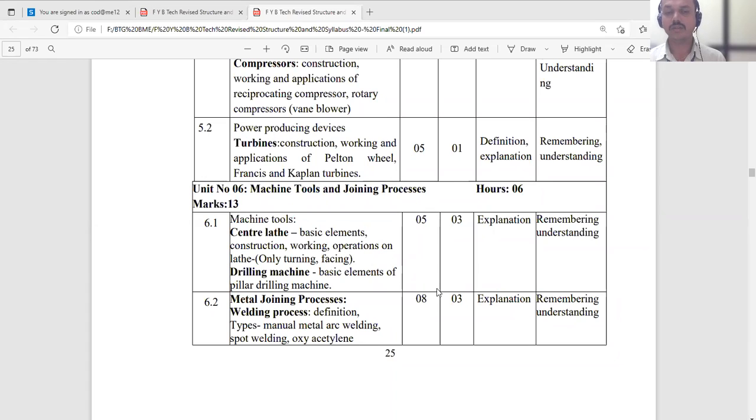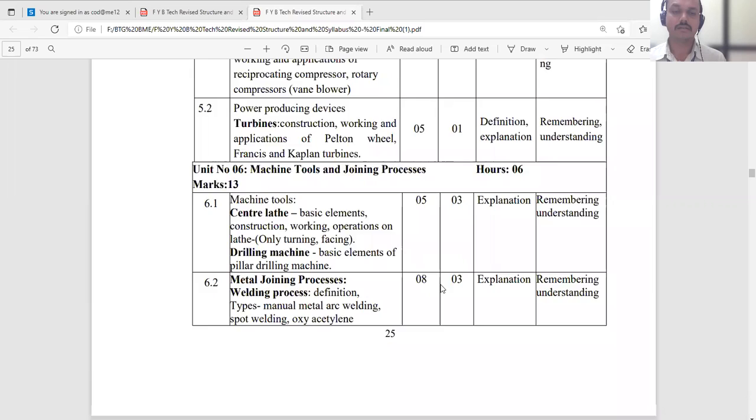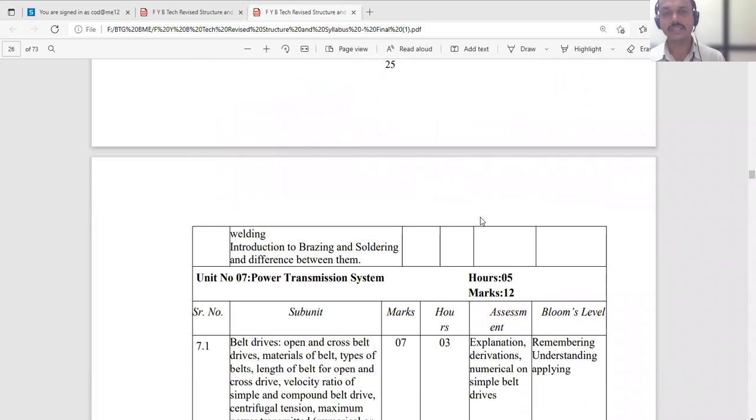First one is manual metal arc welding. Then the second one is spot welding, and the third one is oxyacetylene welding, which means gas welding. Then to join light materials, again two different methods are there. That is an introduction to brazing and soldering. And what is the difference between brazing and soldering, that we have to study here.